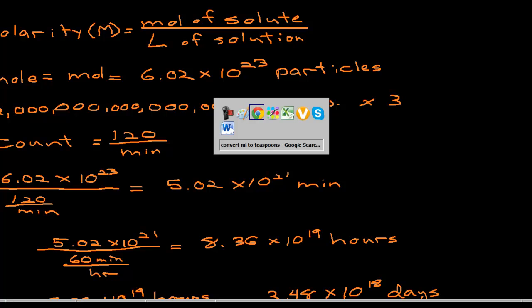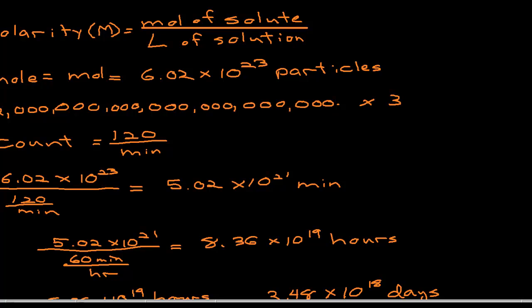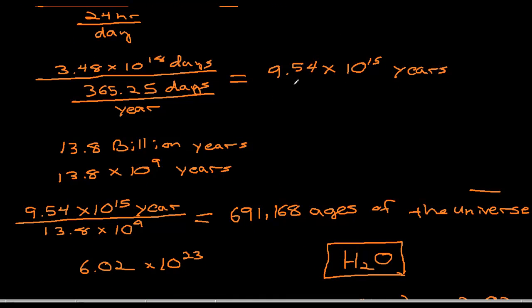You could hold 18 milliliters of water in the palm of your hand. And if you had a small tweezers with which you could pick up a single water molecule and pull it out and set it aside, if you were to do that at a rate of 120 water molecules per minute, it would take you a really long time. How long would it take you if you could do 120 of them a minute? It would take you 9.54 times 10 to the 15th years.